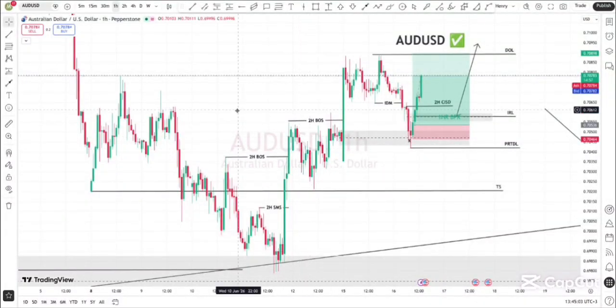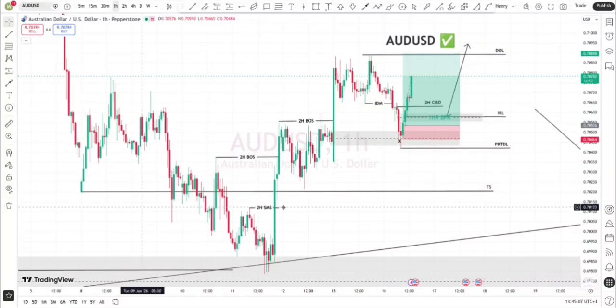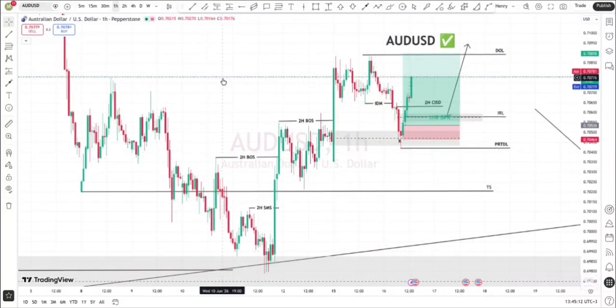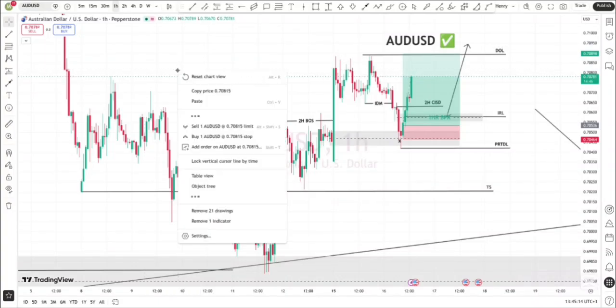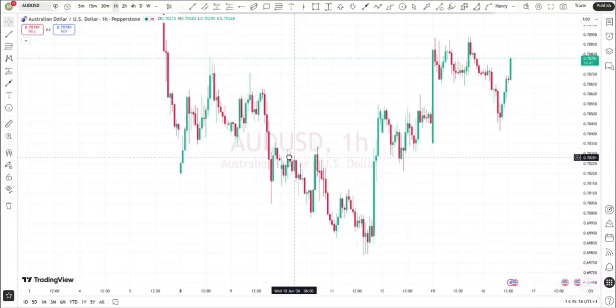Okay, let's break down this AUD USD setup. So the first thing I'll do is, you can see everything and how everything is moving. Now let's try to break it down. I'll first delete everything in the chart and we start again.